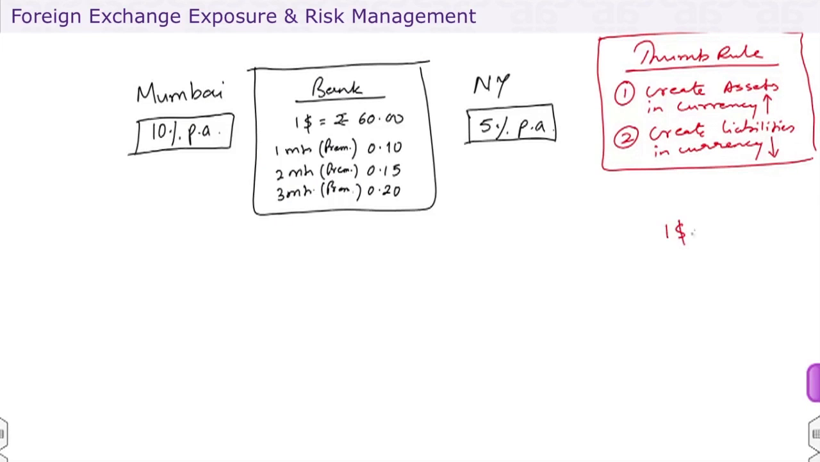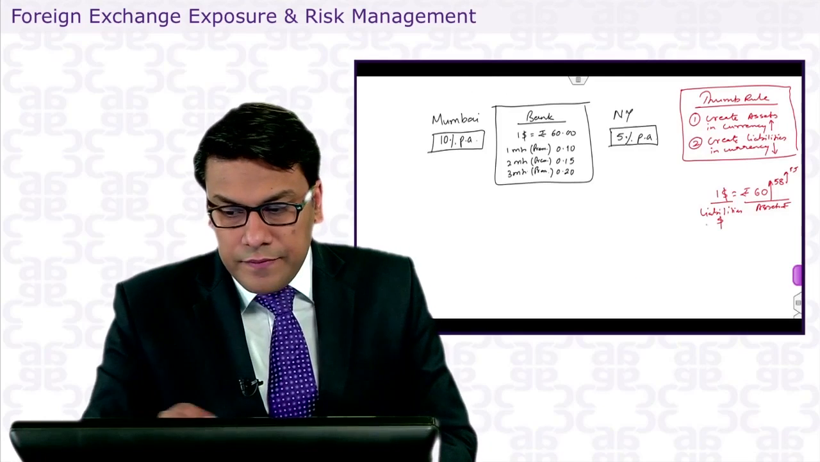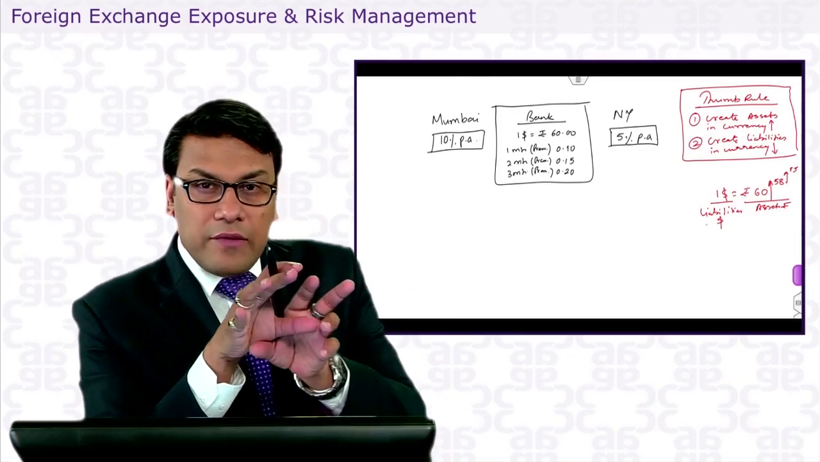You say that spot $1 is equal to ₹60. Now I presume that the government, the economy and the development which is happening of late would make the rupee go strong. That means 60 would become 58, would become 55, something like that. So the rupee is going to go strong, so I'll create assets in rupees and I would create liabilities in dollars.